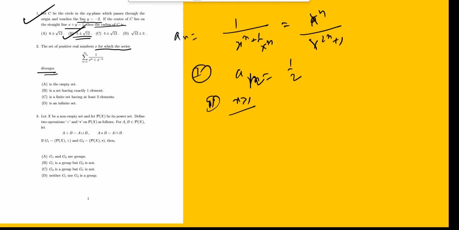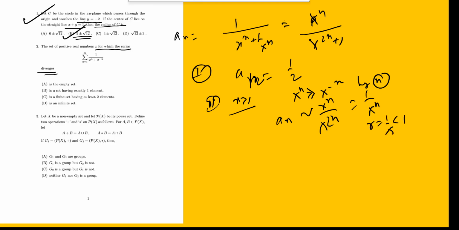Next, case 2: if x is greater than 1, then x to the power n is greater than or equal to x to the power minus n. For large n this is applicable, so the denominator is dominated by x to the power n, so a_n is x^n over x^(2n), equal to 1 by x to the power n. Thus for large n, a_n behaves like the general term of a geometric series with ratio r equal to 1 by x, less than 1. Since a geometric series with r less than 1 converges, it converges for x greater than 1.